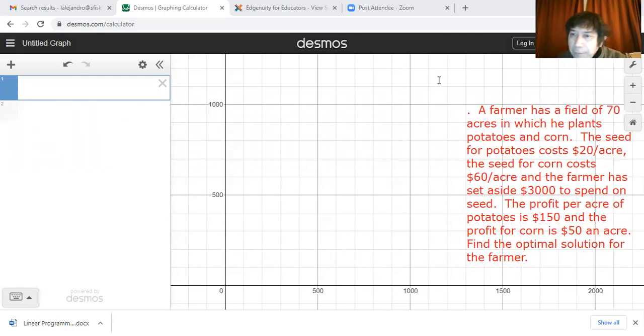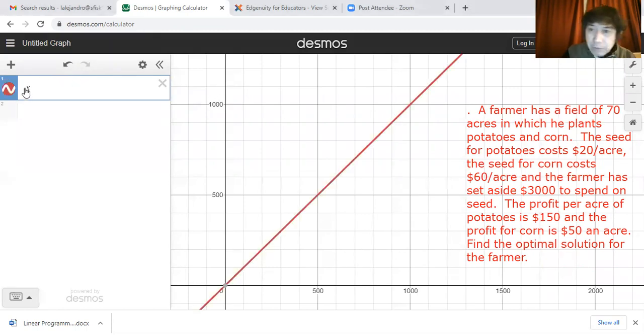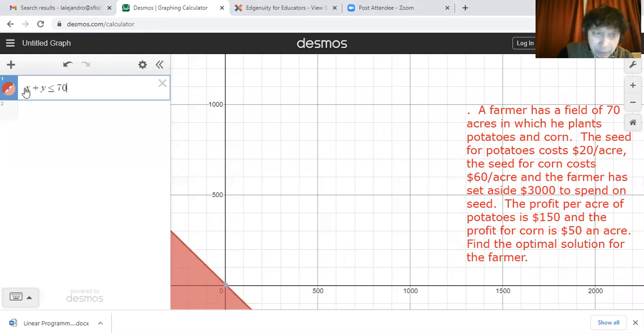This is the third. A farmer has a field of 70 acres in which he plants potatoes and corn. So I believe we already finished that. So we just retype it over here. We have X for potatoes, number of acres, plus Y acres for corn, and this cannot exceed 70.